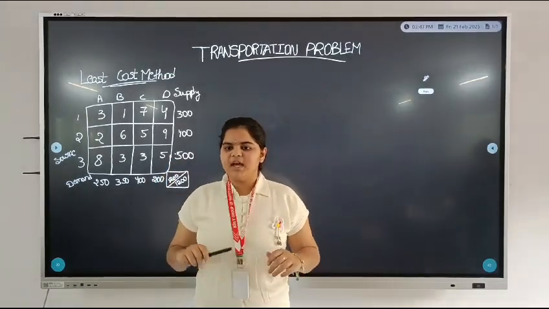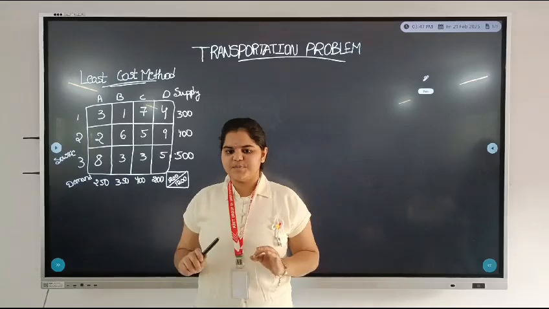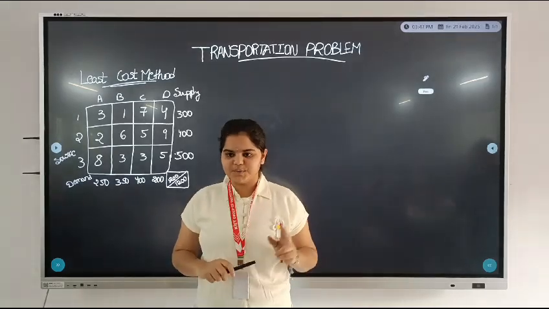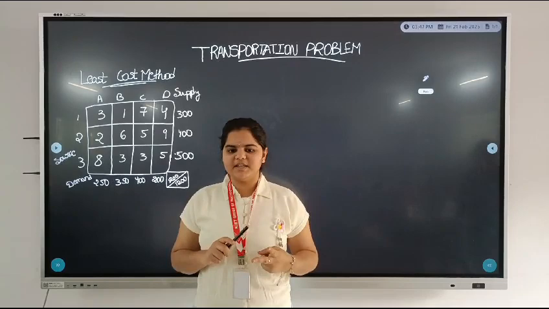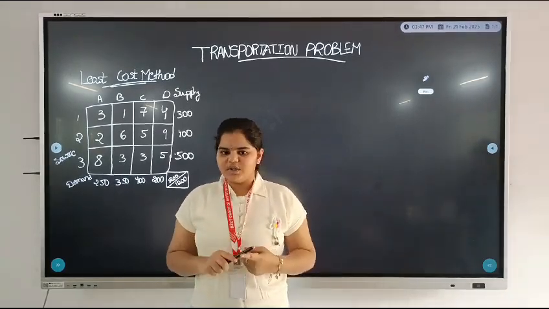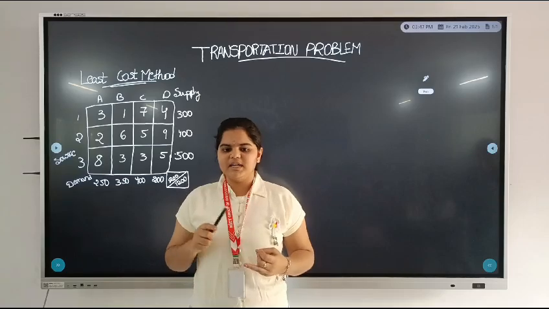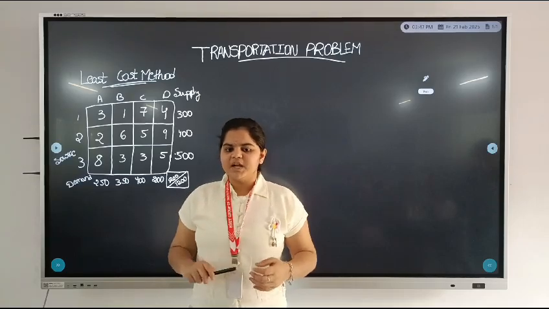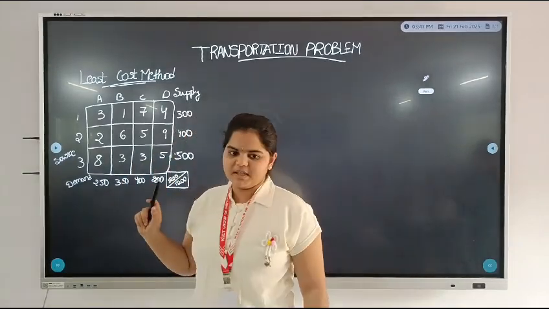In OT, I will tell about the transportation problem. In the transportation problem, there are two types: one is balanced and another one is unbalanced. In balanced, there are three types: northwest corner method, least cost method, and VAM. Now I will tell you about the least cost method.